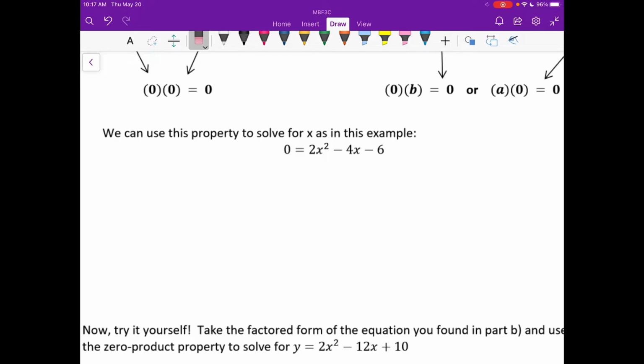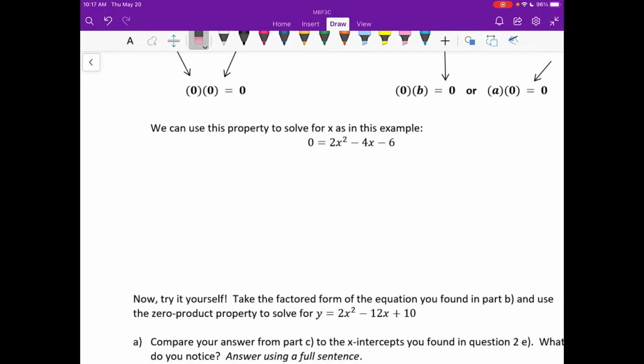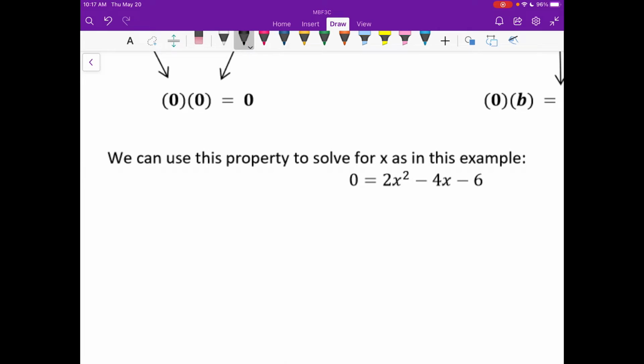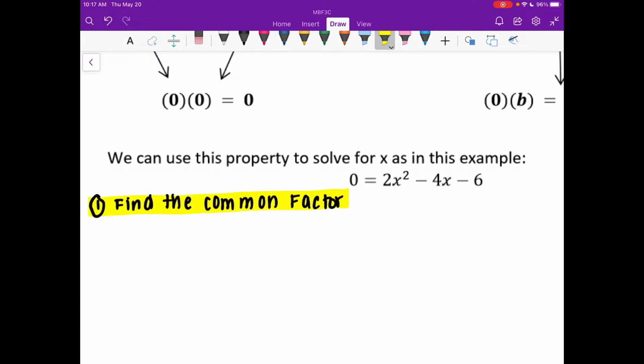I'm going to show you how to do this, and what the steps are, and then we're going to go back and try it again for the other one. So when you're given something like this, step 1 is always going to be find the common factor. I'm going to ask, what's the common factor? Our common factor here is 2, because I can divide each term by 2. So I'm going to factor out 2.